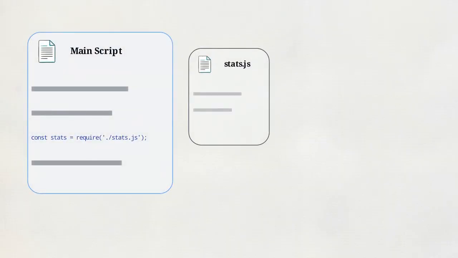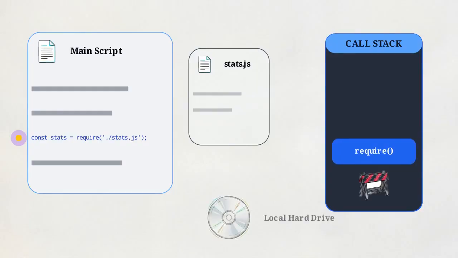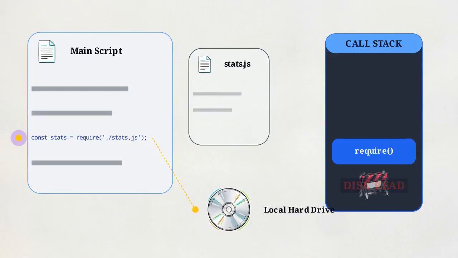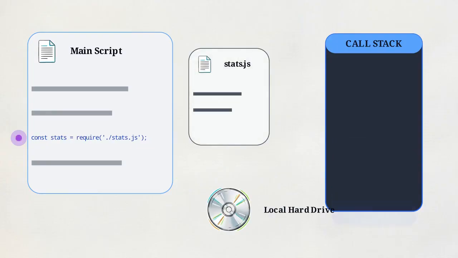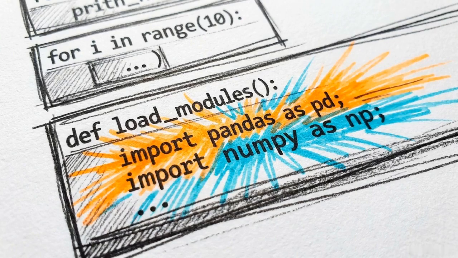In CommonJS, require is a regular JavaScript function. The engine executes it dynamically during the runtime phase of the program. As the engine reads a file from top to bottom, it stops and blocks the call stack every time it hits a require statement, waiting for the external file to be read from the disk. This dynamic nature allows you to put a require call inside an if statement, a loop, or even a function that only runs under specific conditions.